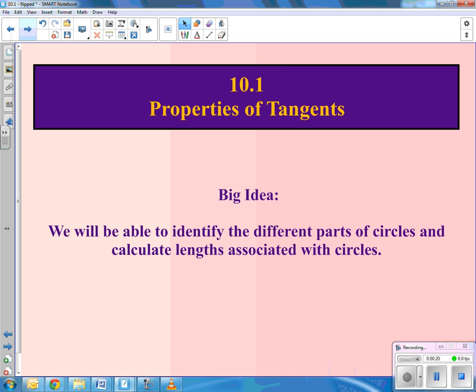Our big idea will be that we'll be able to identify the different parts of circles and also calculate some of the lengths that are associated with those circles. One thing I do want to mention is that the tangent we were talking about when we looked at right triangles is going to be different in some ways than what we're talking about here, since we're referring to an actual length, or segment, or line. So similar in some ways, but different for what we're going to talk about today.